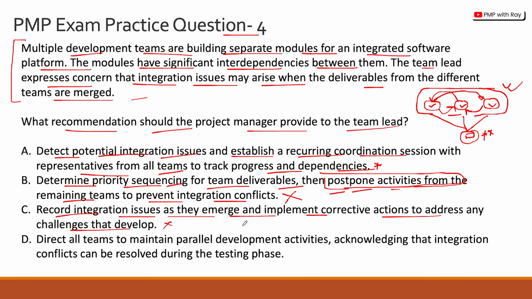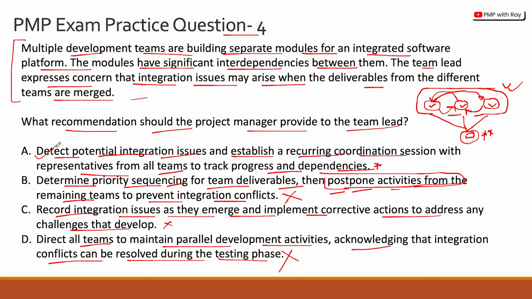Let's look at option D. Direct all the teams to maintain parallel development activities, acknowledging that integration conflicts can be resolved during the testing phase. Again, this is a blunder to make, because what essentially you are telling or instructing the teams to do here is, okay, go at your own free will and we will take care of what problems happen at the testing phase. Okay, and this is also a very reactive way of problem solving, because you are not taking proactive actions to identify the risks early on before the product even moves on to the testing phase. Okay, so option D is also incorrect.